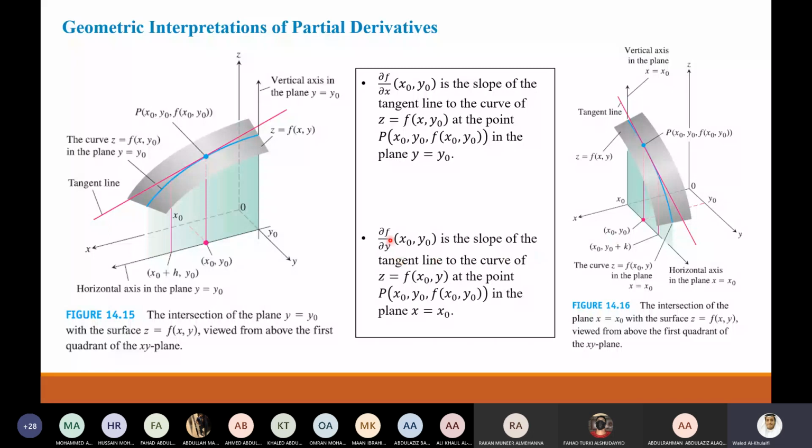So the partial f by partial y is the slope of the tangent line to the curve z equals f(x naught, y) at the point, in the plane x equals x naught. Okay. So we saw it in the software, but this is what they really are.